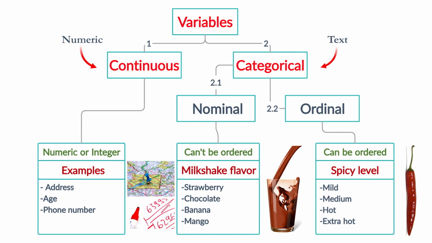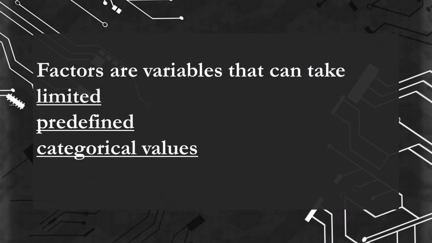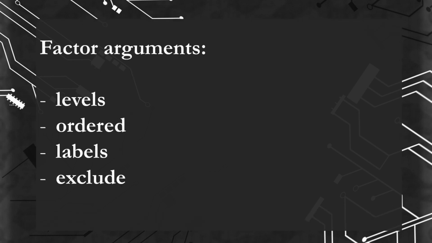Why are we discussing the type of variables? Because mostly factors accept categorical data. Factors are variables that can take limited predefined categorical values. In the previous example, the four spicy levels are predefined, and they are limited, so you won't have like 100 spicy levels. We have only four levels of spices. The most important factor arguments are levels, order, labels, and exclude.